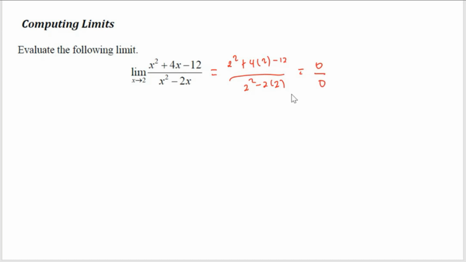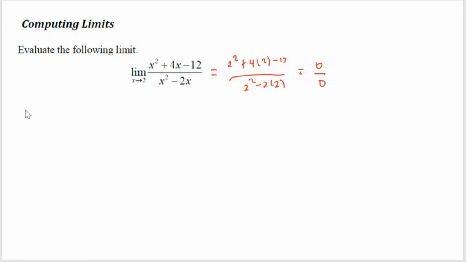Now, if that is the result after plugging in x equals 2, then we're going to evaluate the limit since we cannot just plug in 2. Okay, so to solve for that, we can use our knowledge in factoring.